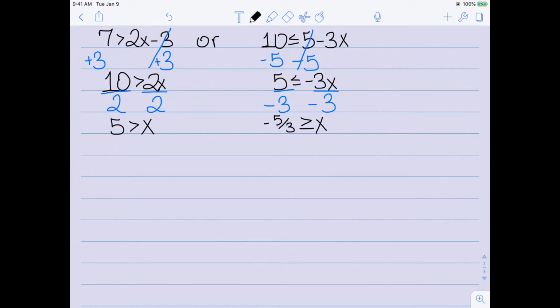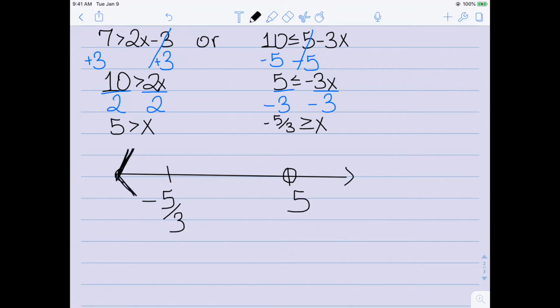So once again, let's start by thinking of the graph of this. We have 5 and negative 5/3. The first equation says I should put an open dot on 5, and I want x to be the smaller of the two, so that means I would need to shade to the left.